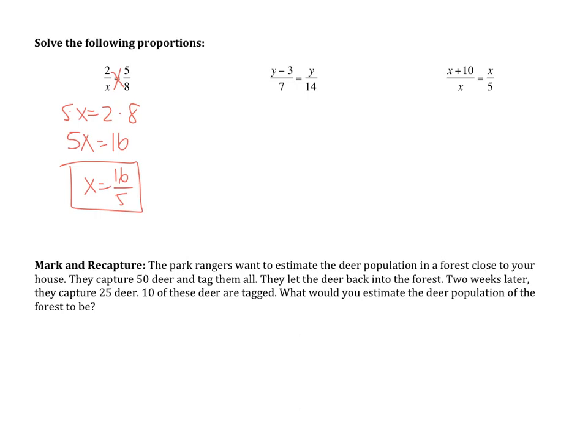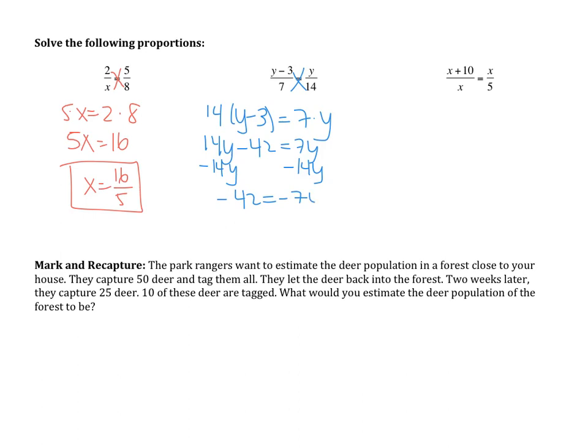Okay, let's see how we did. You should have used the cross products property to multiply. So you get 14 multiplied by y minus 3 equals 7 times y. So this is 14y minus 42 equals 7y. If I subtract 14y from both sides, I get negative 42 equals negative 7y. Dividing both sides by negative 7, I get y equals 6.